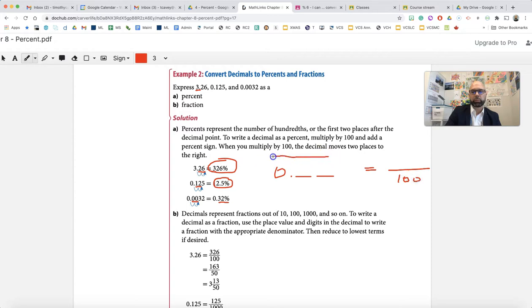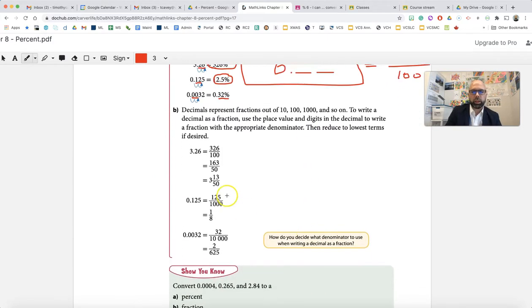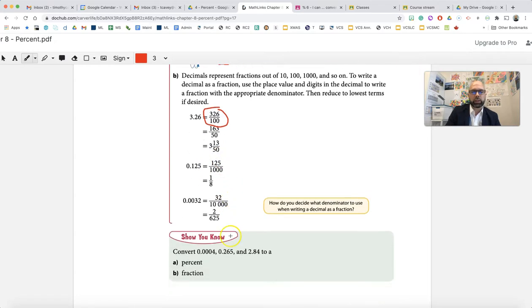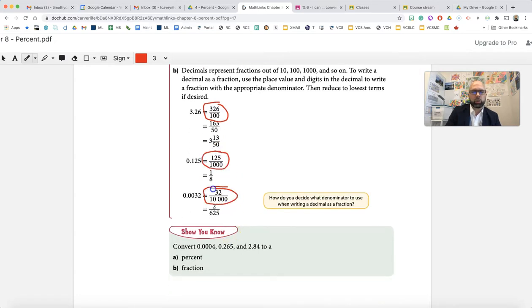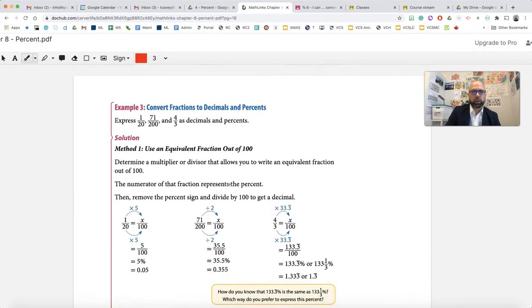And my circle disappeared, but oh, there we go. Now I'm going to have to undo. Okay, and then going from decimals to fractions, you've got 326 over 100, 125 over 1,000, and 32 over 10,000. And then you just reduce those.